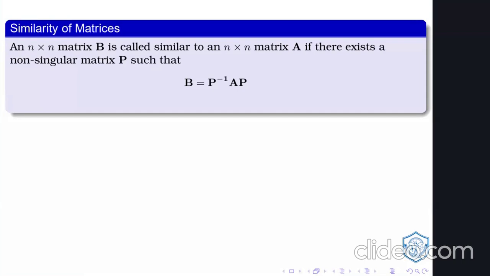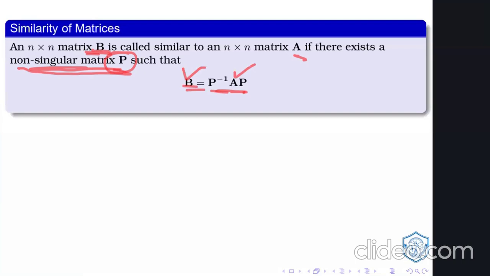So before going to diagonalization, we have to know what a similar matrix is called. Suppose there are two matrices A and B. We can call A and B similar matrices if there is a non-singular matrix P. This P matrix we have to find out. There are some mechanisms by which I can find the matrix P such that P inverse AP equals B. If that happens, then B and A are called similar matrices.